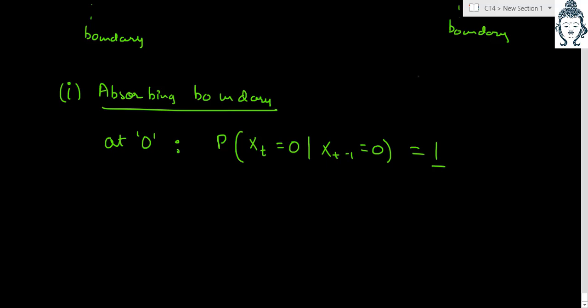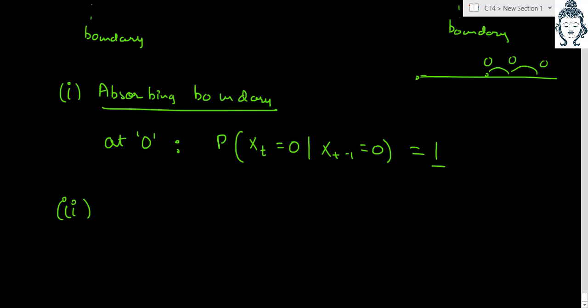So if at any point of time you reach 0, then you will perpetually keep on having 0 if you have defined a boundary like this, right? This is one boundary. This is called the absorbing boundary.